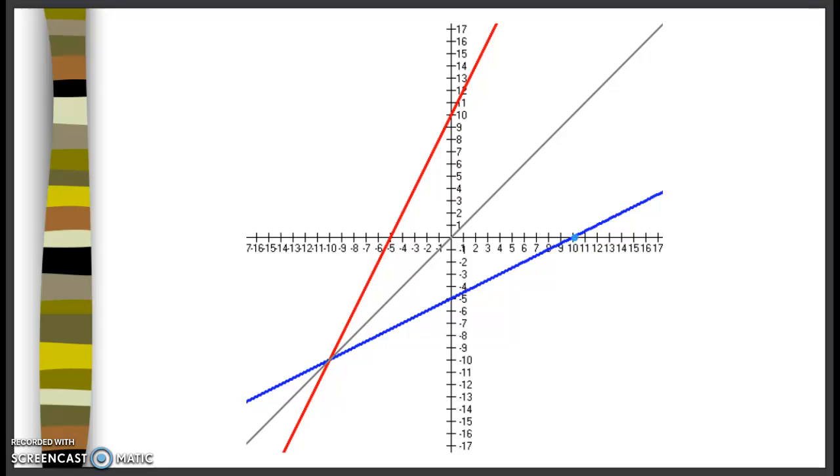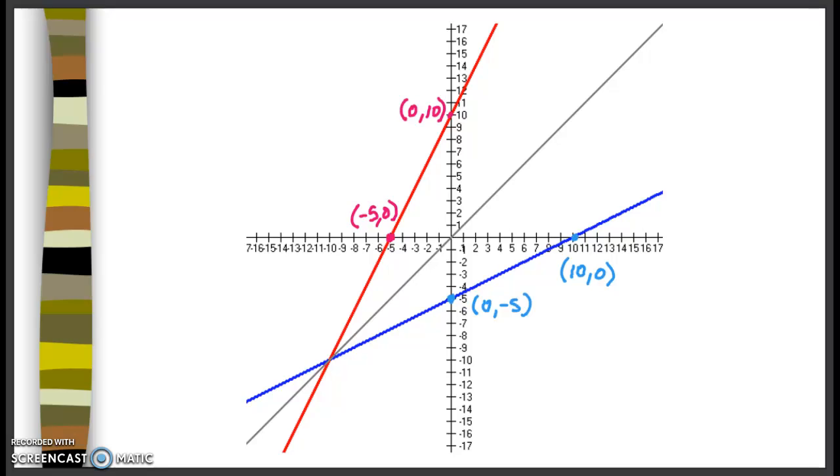This point right here is 10, 0. And this point right here, the y-intercept, is 0, negative 5. Now look on the red line at what the x-intercept is. The x-intercept is negative 5, 0, and the y-intercept is 0, 10. When we reflect our line or our function across the line y equals x, we're basically swapping our x and our y values. That's what an inverse function is.